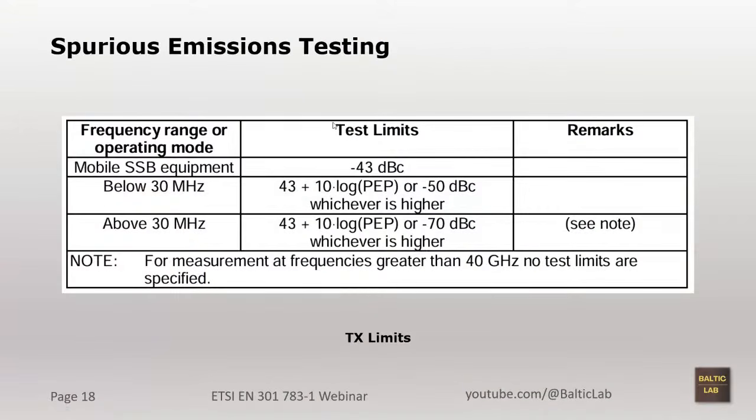One thing that's missing is, what are we testing against? What are the limits? I'm not going much into that, except that they depend on power under ETSI rules. Although if you do the math here, this equation, 43 plus 10 log peak envelope power, you will find that only above 100 and something watts, this will actually be stricter than this minus 50 dBc. So you can usually assume this.